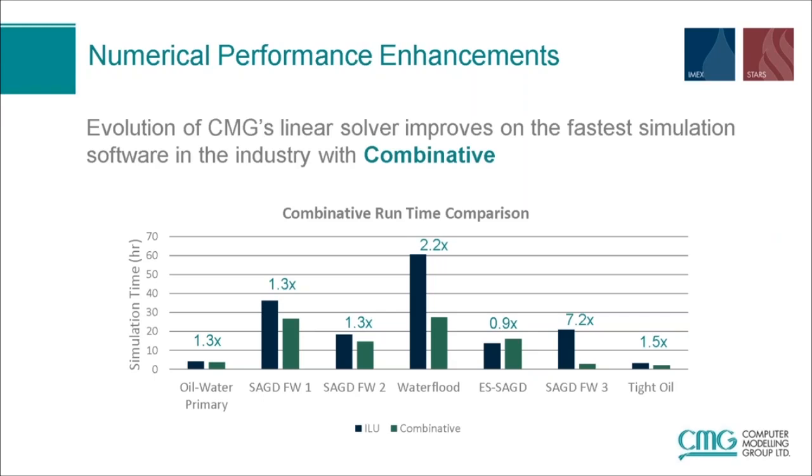So for example, we'll start by talking about this water flood case shown in the middle here, which ran 2.2 times faster using combinative compared to the ILU solver. And on this particular water flood case, we would have had a lot of mobile water present in the reservoir, which comes about due to the initial water saturation definition, as well as the initial relative permeability for the connate or critical water. So we would have had water able to move in the reservoir.